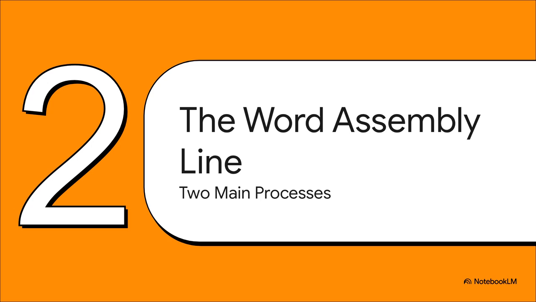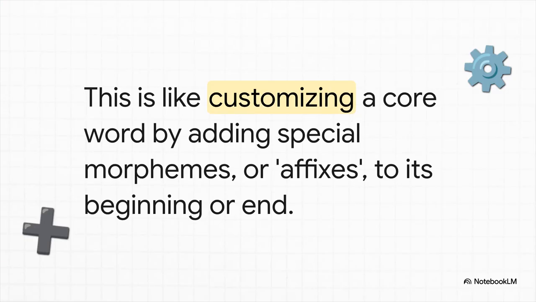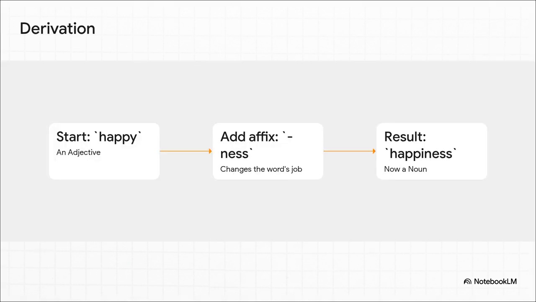And there are 2 main processes we're using all the time. This first process is called affixation. It's basically like taking one of those core building blocks and customizing it by adding those little connector pieces, the affixes, to either the beginning or the end. Now this customization comes in a couple of different flavors. The first is what we call derivational.